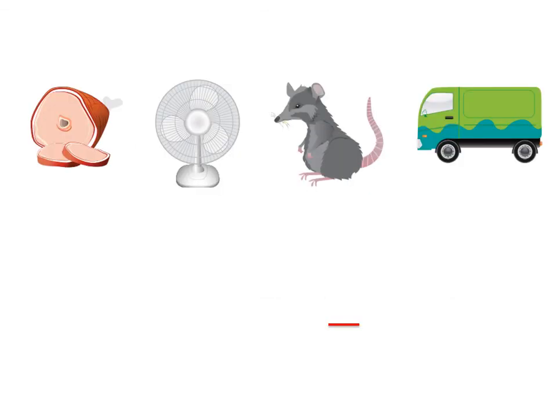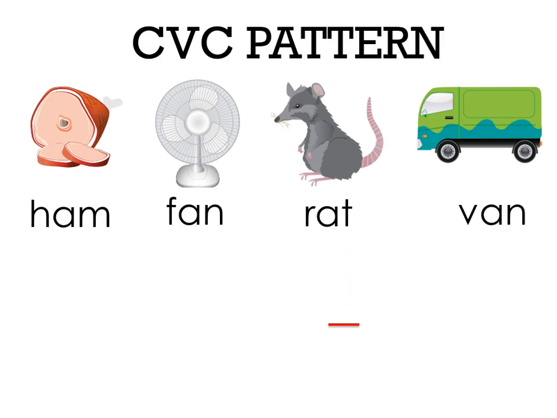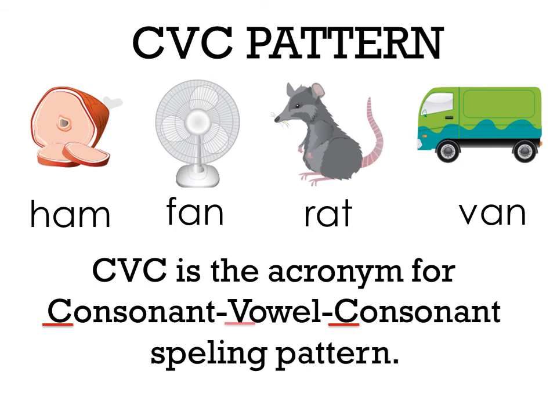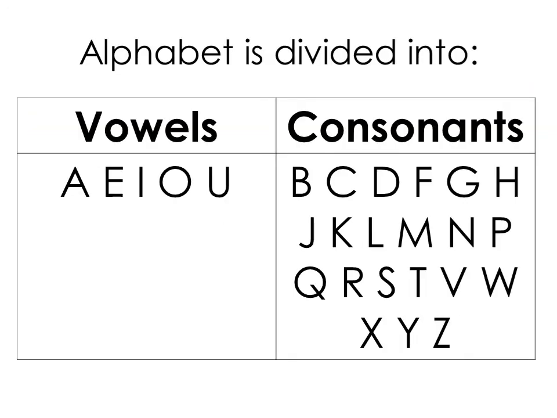Congratulations! Okay, don't forget the CVC pattern. Here are the examples: ham, fan, rat, van. CVC is an acronym for consonant, vowel, and consonant. Okay? Spelling pattern. So CVC: C is consonant, V is vowel, and C is consonant. We should also remember that the alphabet is divided into 2. We have vowels A, E, I, O, U, and consonants B, C, D, F, G, H, J, K, L, M, N, P, Q, R, S, T, V, W, X, Y, Z. Okay, so those are the 2 divided parts of the alphabet. We have vowels and consonants.